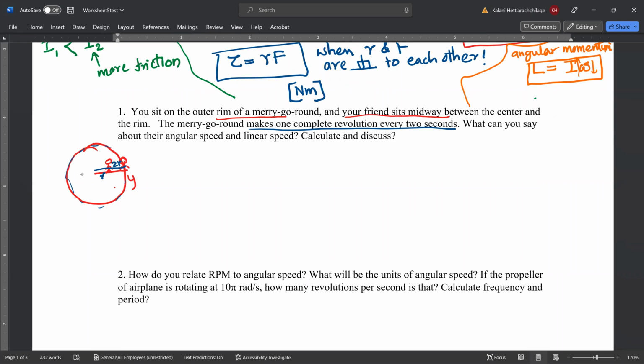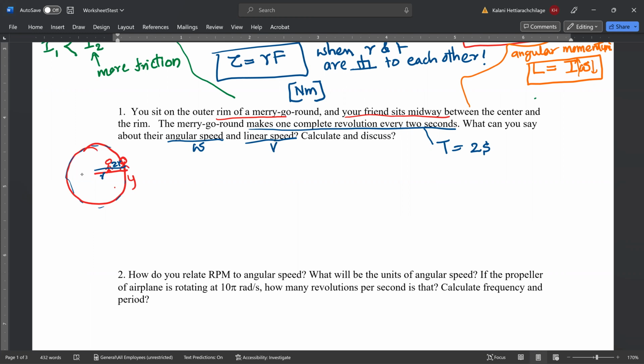That is, we call it the period. So the given period is equal to 2 seconds. Okay. And what can you say about their angular speed and linear speed? First it's asking what can you say, next asking calculate and discuss, right? So now you should be familiar with the symbols, right? Angular speed, we use omega. Linear speed, we use the velocity, right?